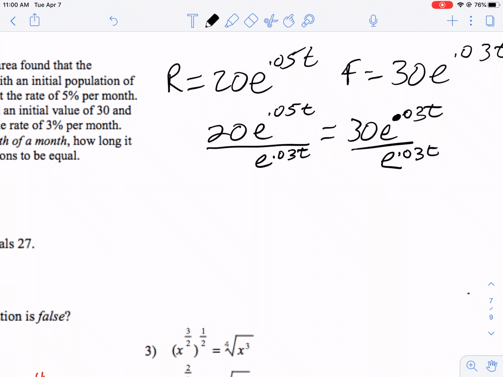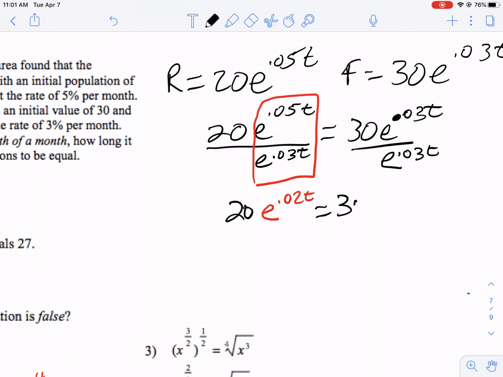And then what that does for me is that I am now dividing stuff with like bases, and by the exponent rules I can subtract the exponents. So if I take 0.05t minus 0.03t, I get 0.02t. And then I still have the 12 and the 30 over here. Well, now to isolate the e term, I can divide by 12. So I have e to the 0.02t equals 5/2.